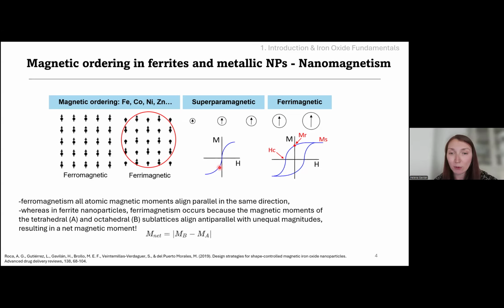And in both cases, we are going to have a saturation magnetization. We will reach a plateau, a saturation point at high fields, where all the internal magnetic moments of the nanoparticles are aligned with the external magnetic field.